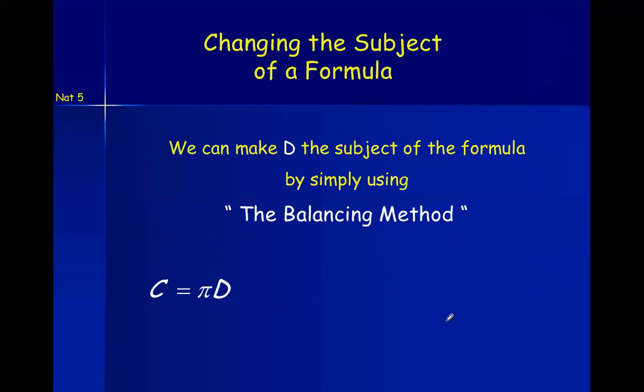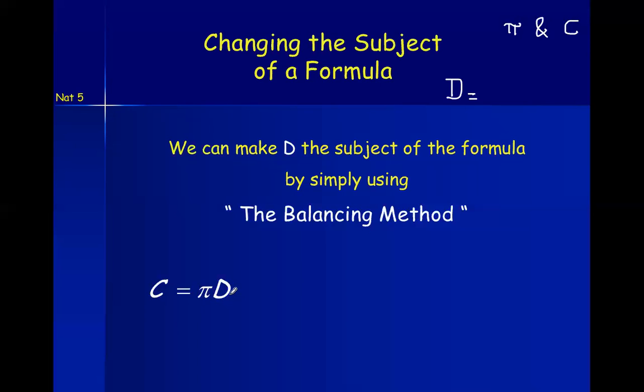Okay? So now the question you might get asked during a test is make D the subject of the formula. Basically, try to work out what D is if you know the circumference. So how would you do that? By using the balancing method. So basically, you've been asked to find the value of D if you know pi. Obviously, you know what pi is, right? And you know the circumference. How do we find D? By using the balancing method.